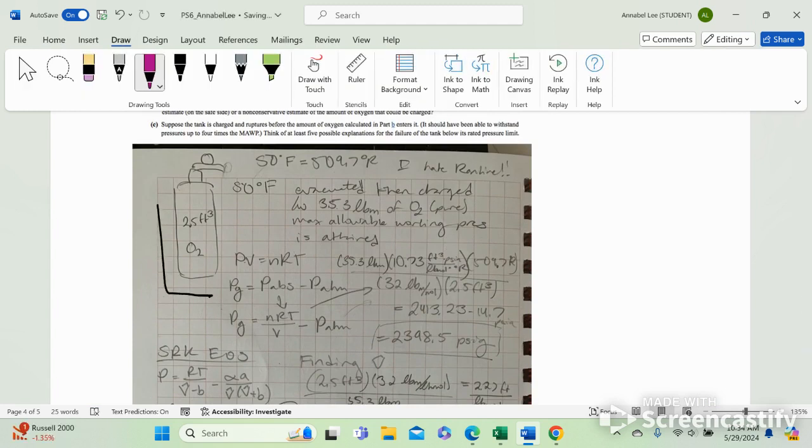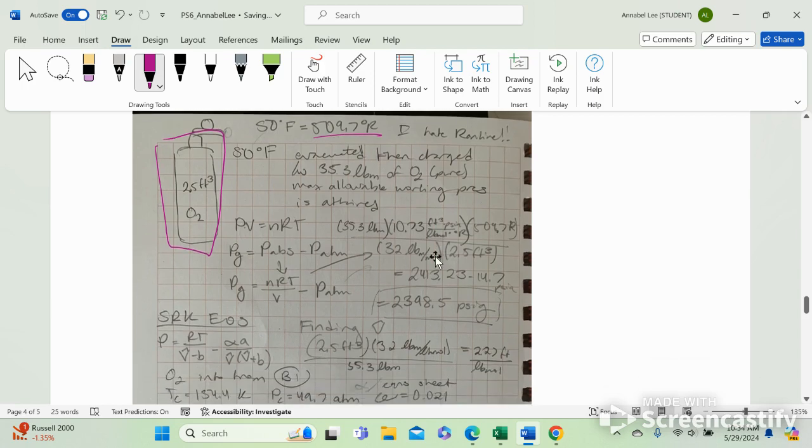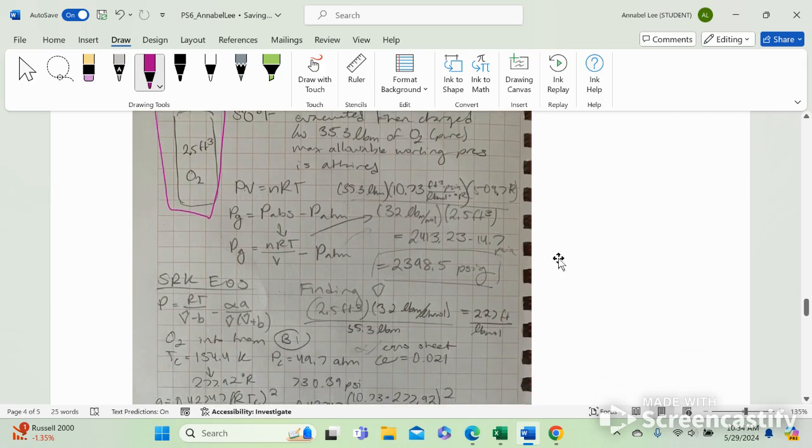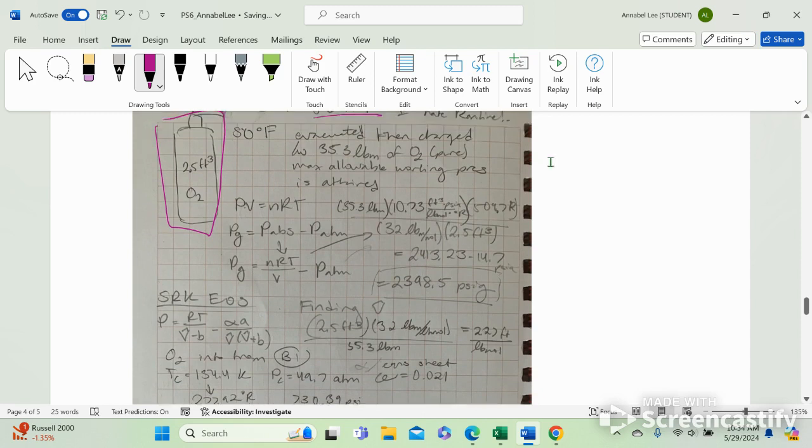I'm going to do pink. Here we go. We have my oxygen tank. It is 2.5 cubic feet, has O2, and is at 50 degrees Fahrenheit, which we have to convert to Rankine, very sadly, because we're doing PSI and all that, and it lines up.